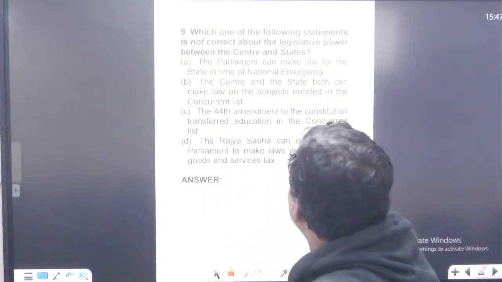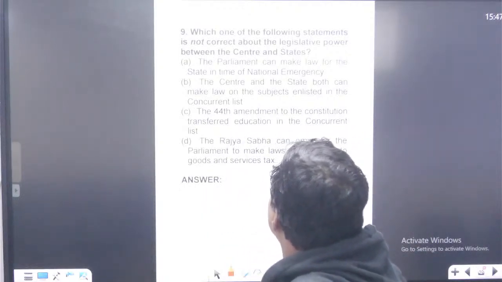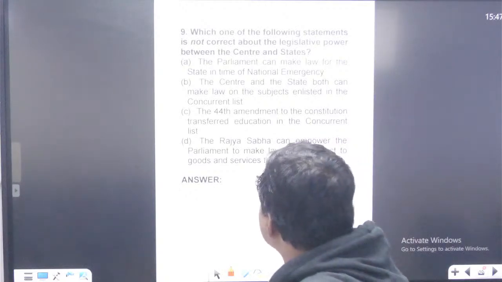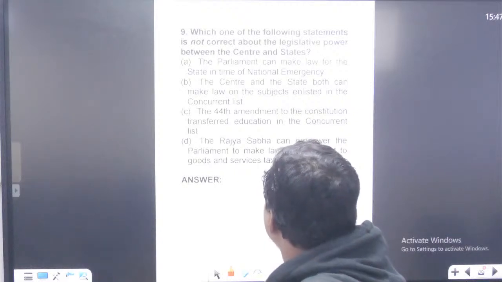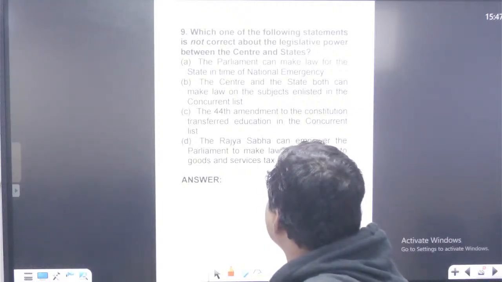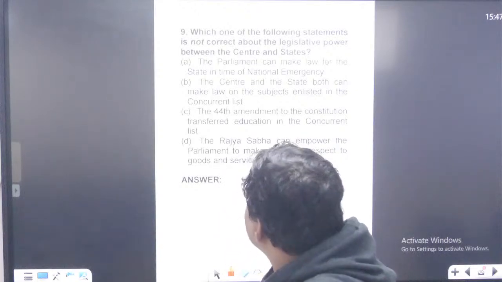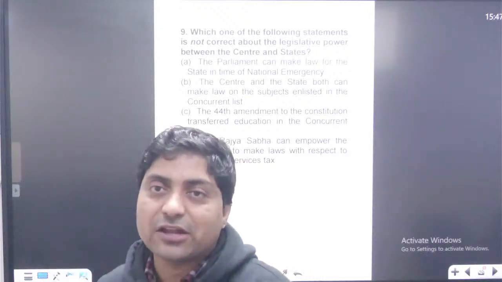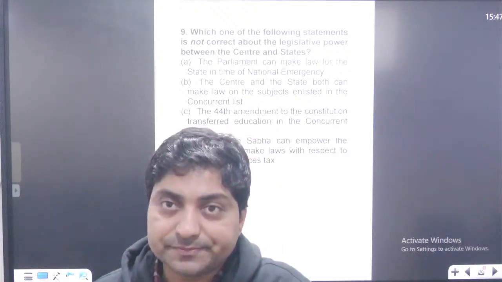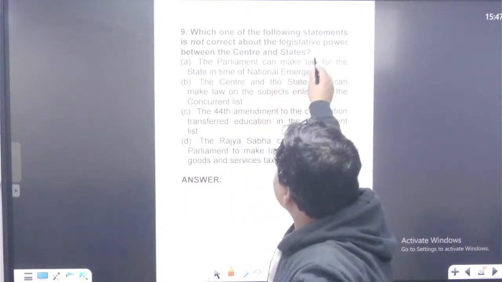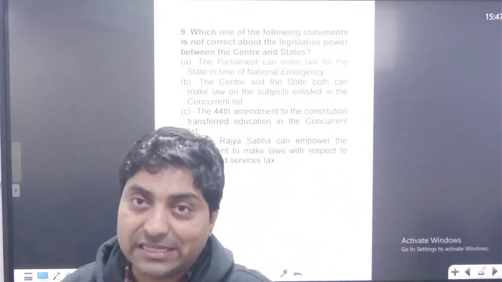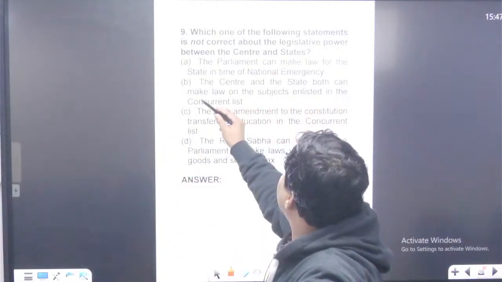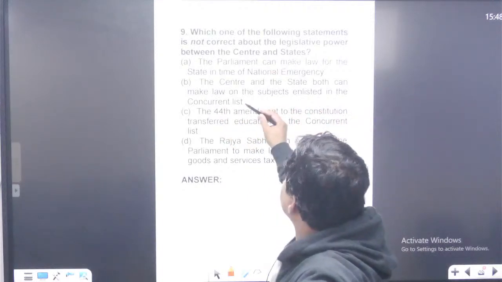Now, see the next question. Which one of the following statements is correct about the legislative power between the center and states? The Parliament can make law for the state in time of national emergency. During a national emergency, what happens? The legislative power goes into the hands of the Union government. So Parliament can make law for the state during a national emergency. The center and the state both can make law on subjects enlisted in the concurrent list.